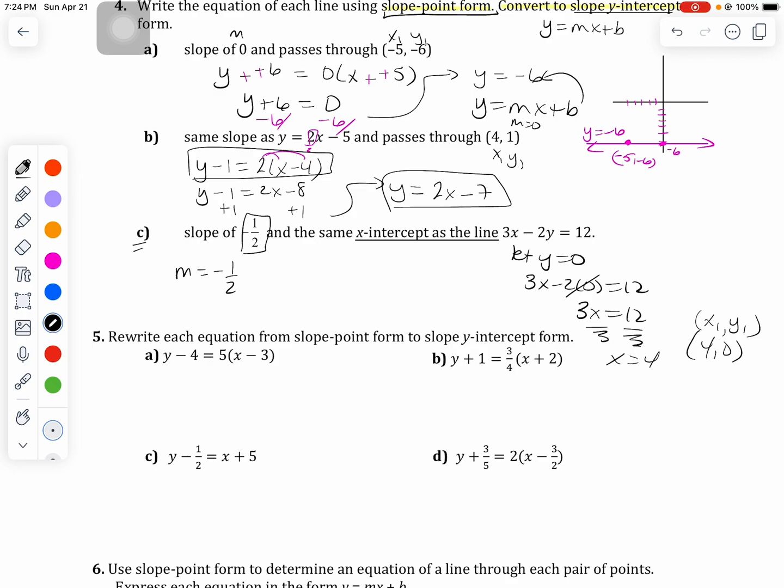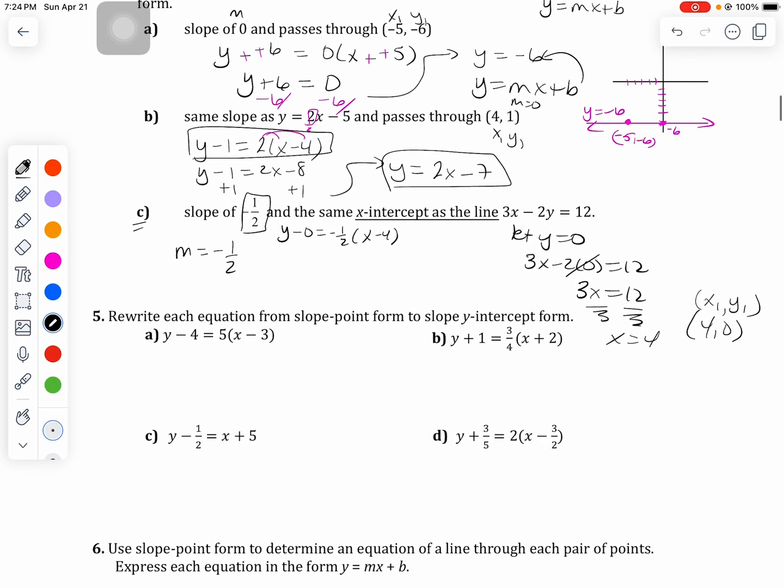let me just move this guy out of the way here. Our equation is going to be, y minus 0 is -1/2 times x minus 4. There's our slope point form. And of course, for slope y-intercept, we're going to distribute the slope in. We get y is -1/2 x plus 4 over 2, which will become 2. Negative times negative is going to be positive. That's going to be 4 over 2, which equals 2.